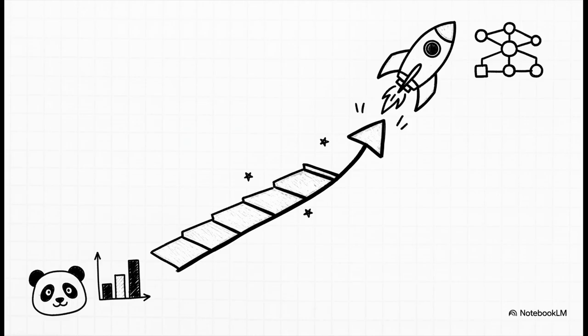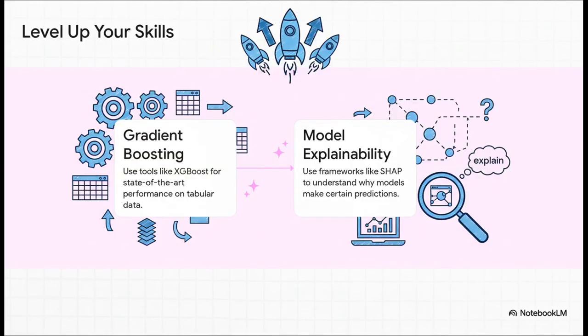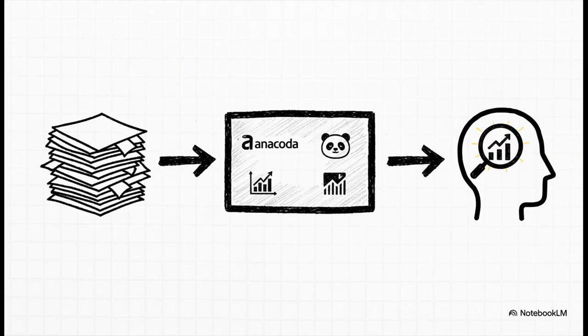So once you've got the basics down, what's next? Let's talk about some more advanced tools. You can level up with XGBoost for amazing performance, then use a tool like SHAP to understand why. And there you have it. That's the core toolkit to get you from messy data to some really useful insights.